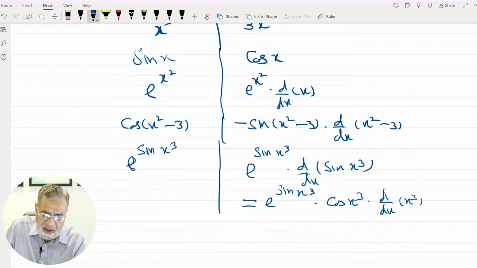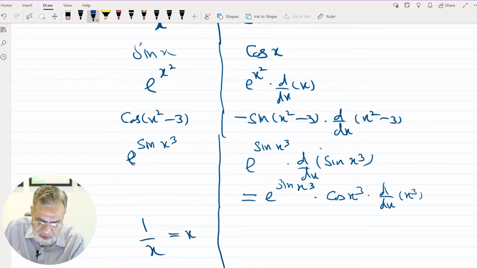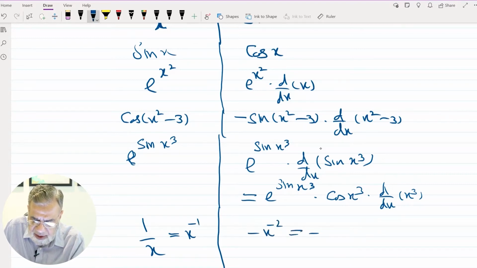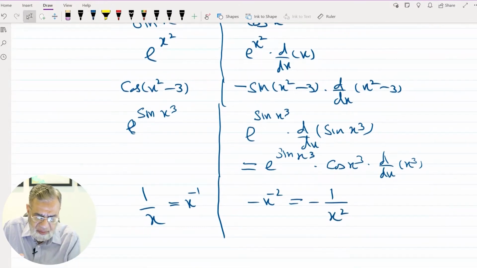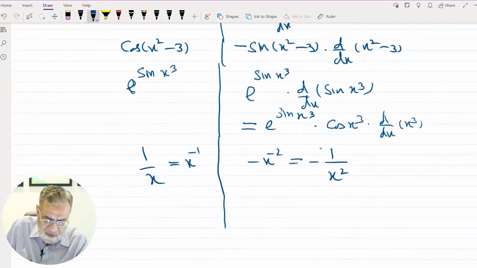There are some important derivatives. For example, I have 1 upon x. When I take the derivative of 1 upon x, we can say this is x to the power minus 1, and the derivative is minus x to the power minus 2. I will simply write 1 upon x squared with the derivative of this function. So these are some of the important ideas in finding the derivative. For example, I want to find the derivative of 1 upon the root of x squared plus 5.